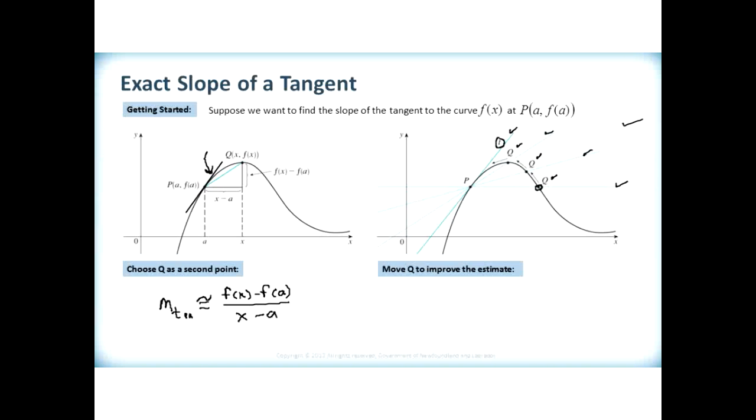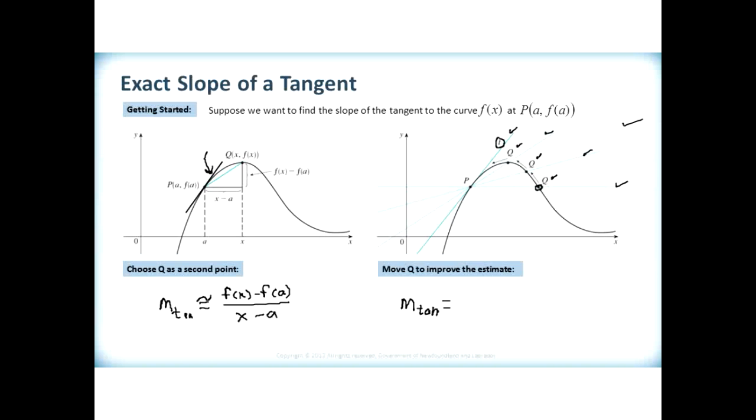Well, if we knew what the function f of x was, we could choose any value of x that was arbitrarily close to the point P. And the closer we get to that, then the closer we would get to having the true value. And this should start to look a little bit like some of the concepts in a previous unit.